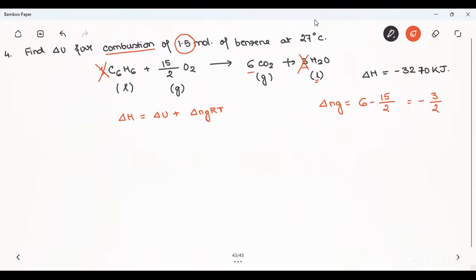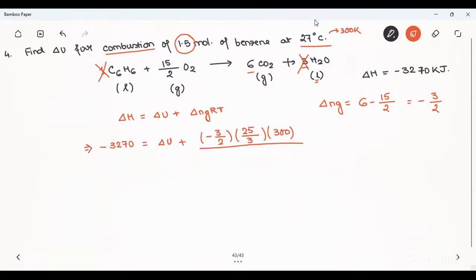Yeah, minus 3/2. See, now we will solve. It is given as minus 3270. Delta U we need to find out, plus Ng, which is minus 3/2. What is R? 25/3. What is T? T is 27°C, which means 300 Kelvin. So I told you we are getting this in joules.